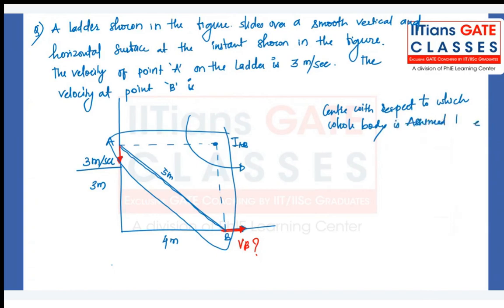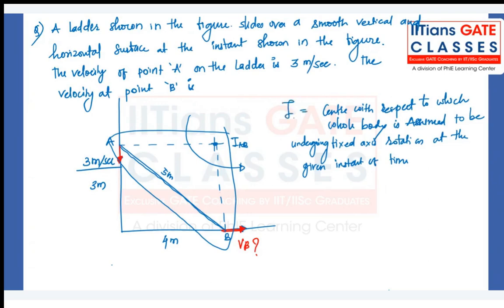assumed to be undergoing fixed axis rotation, at the given instant of time. Because after some time the B point will be at a different location, A will be at a different location, so there will be a different instantaneous center of rotation. So at this particular instant, this is the instantaneous center, because if you draw the perpendicular to the velocity, that is where it meets, IAB, and that is the instantaneous center of rotation.